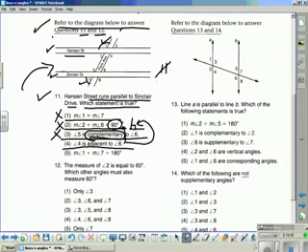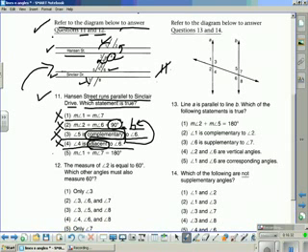Statement 4 says angle 4 is adjacent to angle 6. Remember what adjacent means. Adjacent means they share a side, a ray, and they share a common vertex. Let's look at angle 4 and angle 6. Nope, they are not adjacent. Adjacent to angle 4 would be angle 2 or angle 3, but not 6.